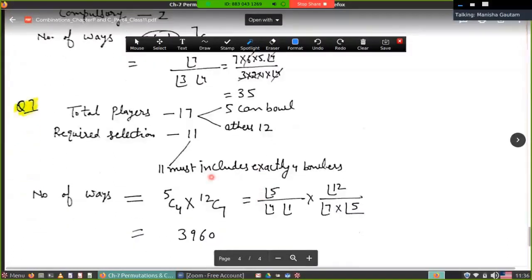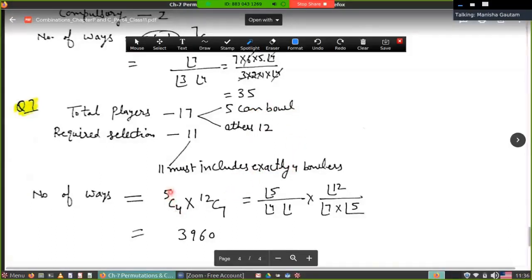In question number 7, the total players given to you are 17. Out of 17, 5 are only bowlers and 12 are others. The required selection for the cricket team is 11. And in 11, you have to select 4 bowlers. Others will be 7, which you have to select other than the 4 bowlers. Total bowlers are 5. You have to select 4 bowlers.